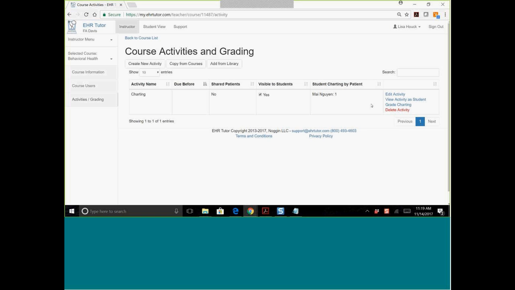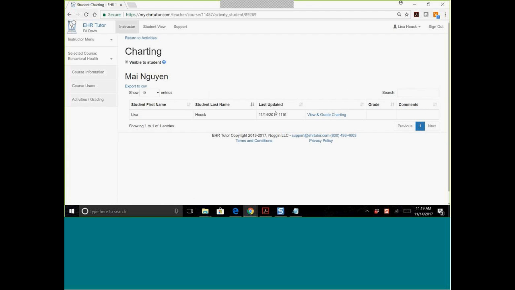I can see that one student has opened this chart already and begun looking at it. And over here, I can go and I can do my grading. If I click on Grading Chart, I'll see that only one student has opened this. They would have a table of people who had done this. She last updated this at this time. And I'm going to click on View and Grade Charting.